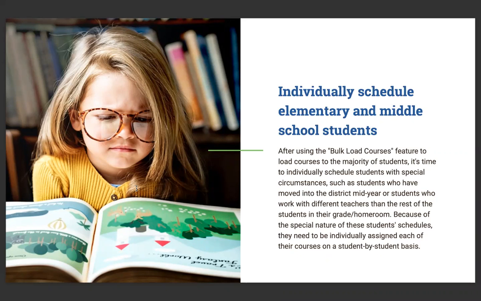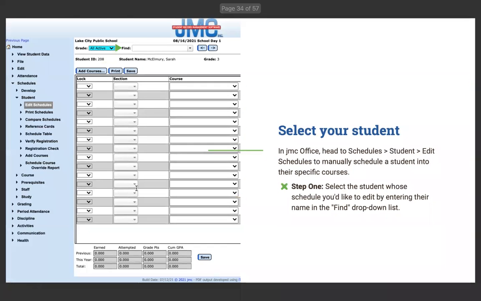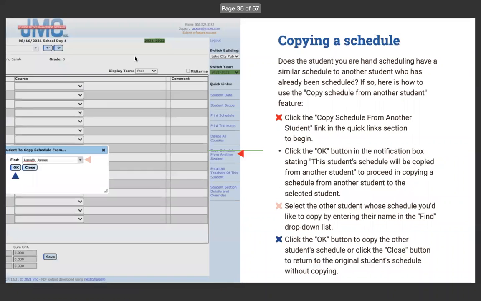on a student-by-student basis. So in JMC Office, you use schedule student, edit schedules to manually schedule a student in their specific courses. This is really the most intuitive way to do it, right? You've got a kid, you've got the courses, you can put their courses in here. So step 1, select the student using the find field. Now, this is a little sidetrack, but does the student you are hand scheduling have a similar schedule to another student who's already been scheduled? If so, here's how to use the copy schedule from another student feature.